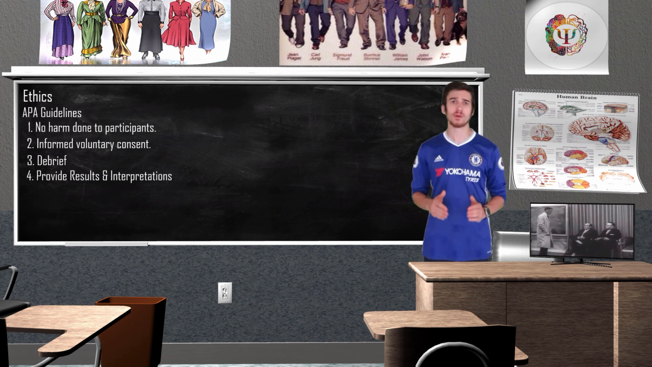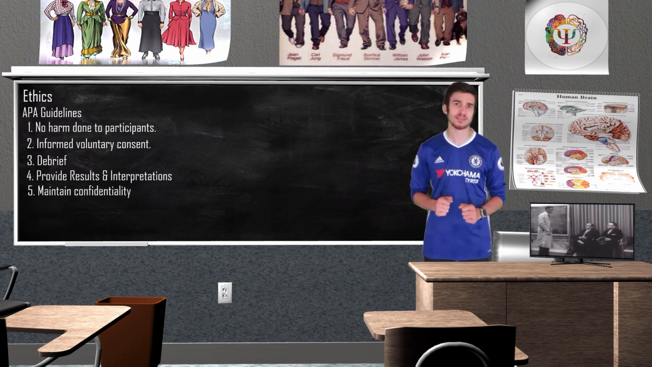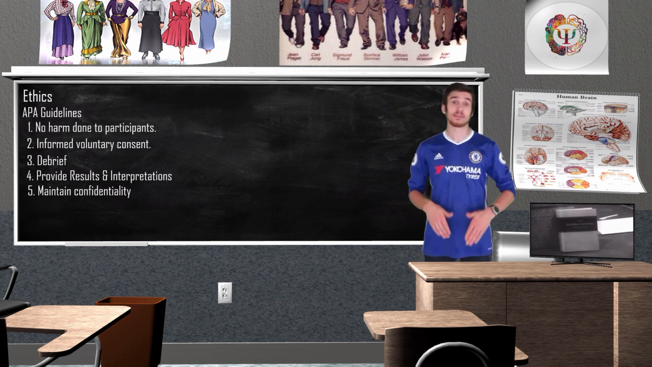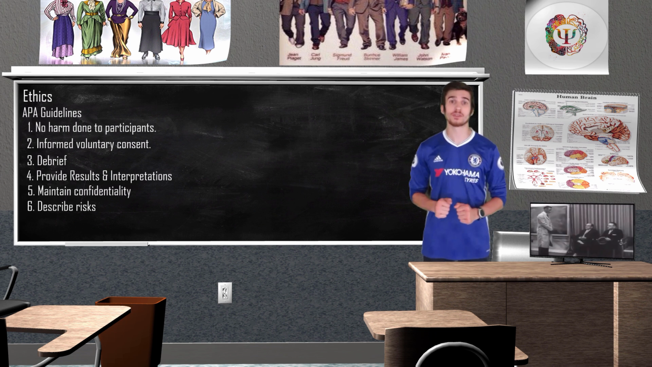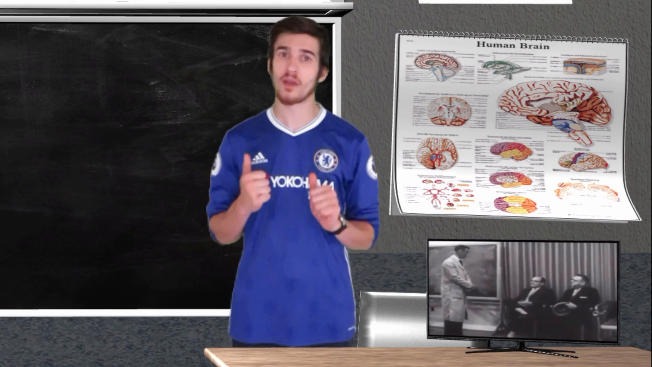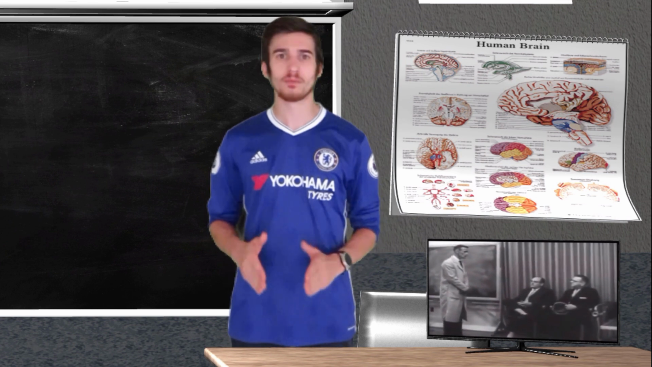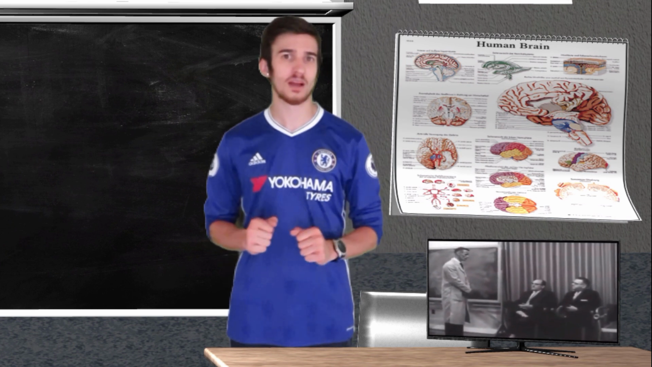Next, it is important for the experimenter to provide results and interpretations to all the participants involved in the study. We also want to make sure that we are maintaining a sense of confidentiality so that in the publication there is no identifying information for any of the participants involved. And lastly, it is very important to accurately describe all of the potential risks to the participants. So those are our APA guidelines. They are very important to follow while conducting psychological research.